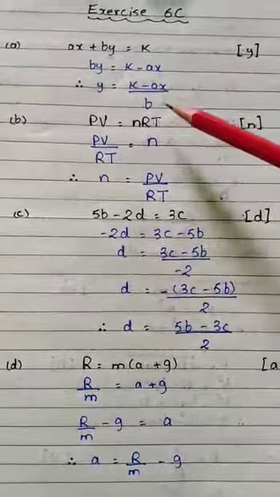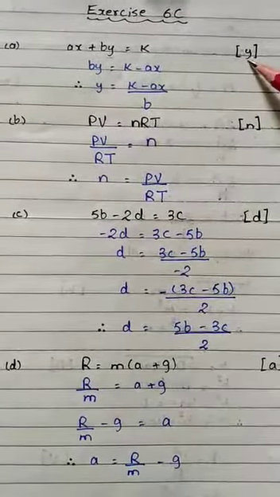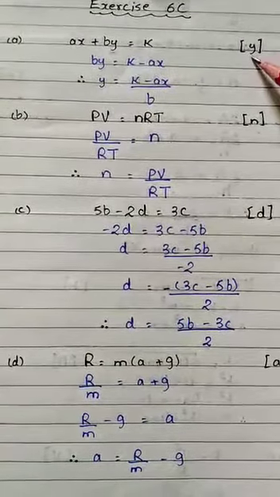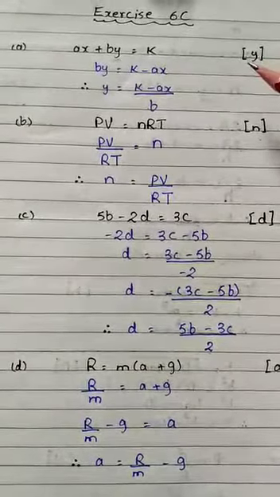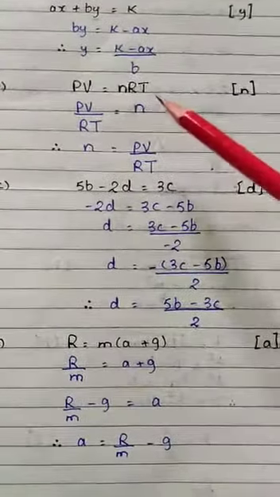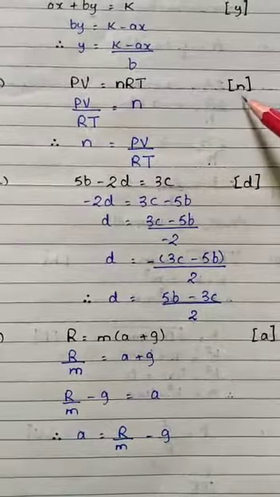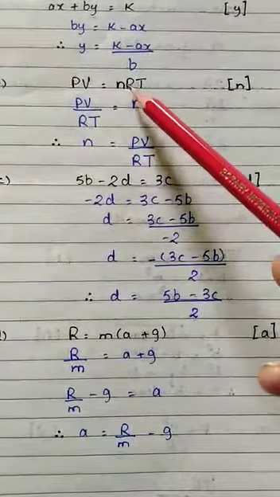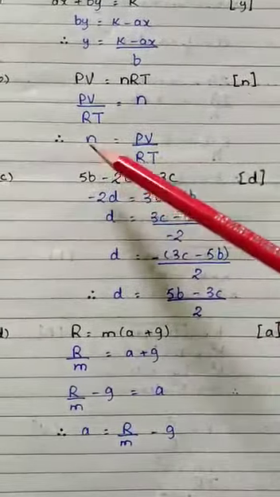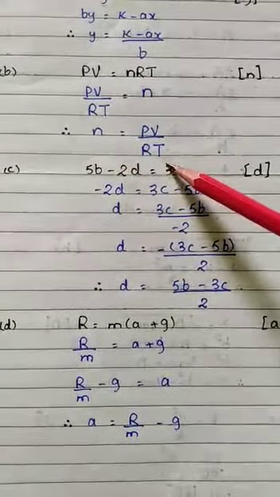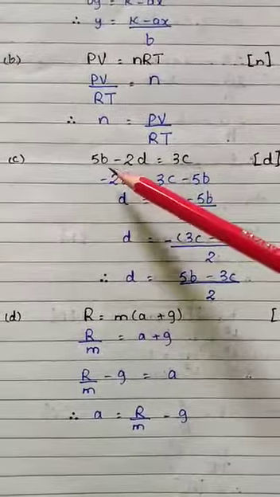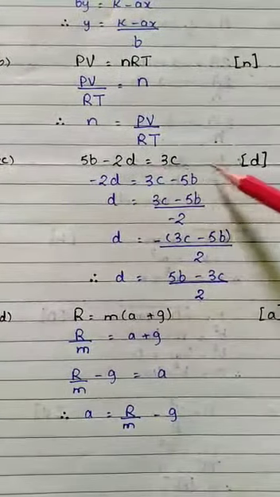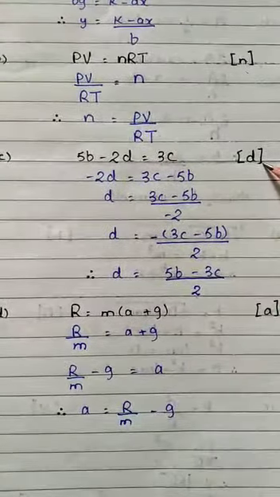Simply you are supposed to find the value of y. Okay, calculate the value of y. Subject means calculate the value. Part B is PV is equal to nRT and the subject of the formula is n. So RT is multiplying here, it will be divided on the other side and n is equal to PV over RT. Part C, 5B minus 2D is equal to 3C and the subject of the formula is D.